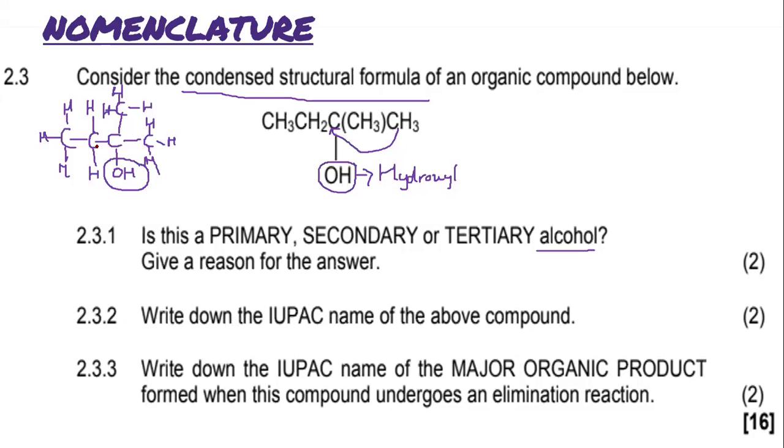It is bonded to this carbon. It is bonded to this carbon. It is bonded to this carbon. So the carbon that is carrying the OH is bonded to how many carbons? This carbon is bonded to 1, 2, 3. So if it is bonded to 3 carbon atoms, then it will be tertiary. Then I will get a mark. What is the reason? And please write this in full and correctly.